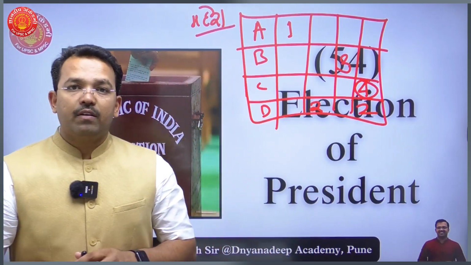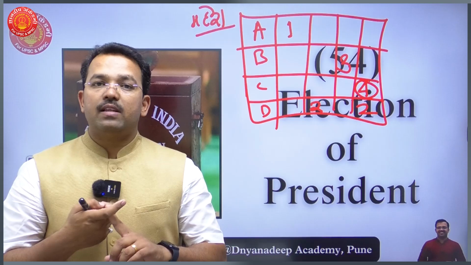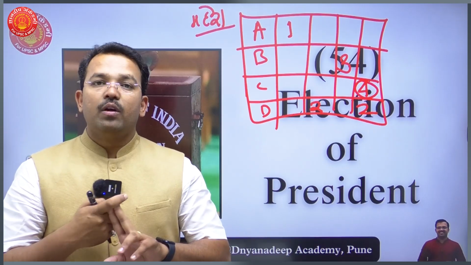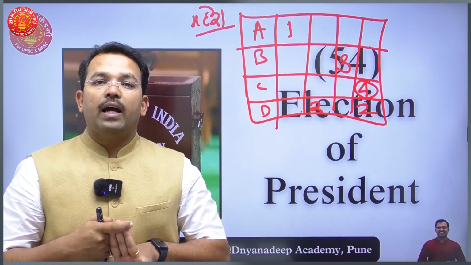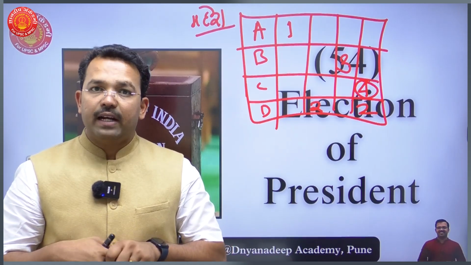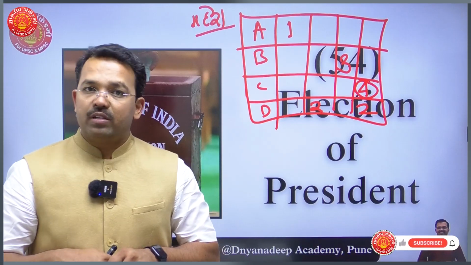So what we have seen here: first, presidential elections are indirect elections. Second, they are based on proportional representation. Third, the single transferable vote system. And most importantly, the Anti-Defection Act is not applicable to the presidential election.